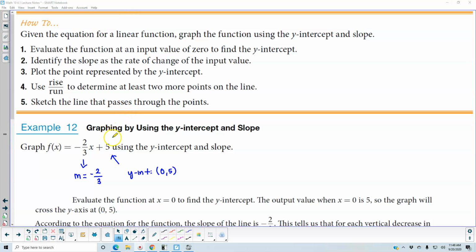So for example 12, we're graphing by using the y-intercept and slope. Graph f of x, which is equal to negative 2/3 x plus 5 using the y-intercept and slope.